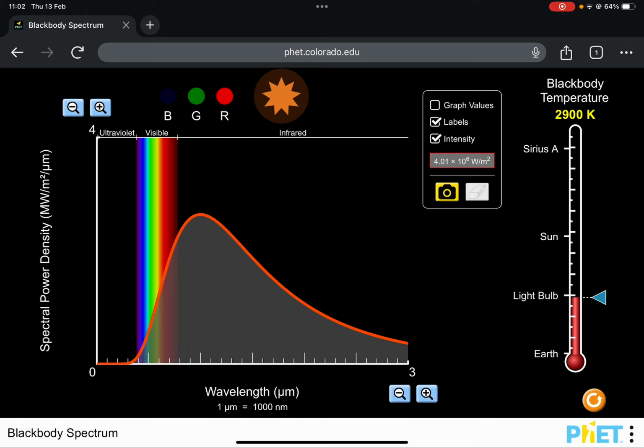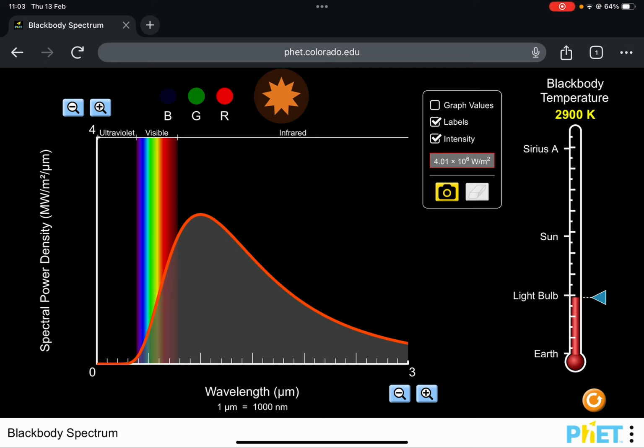You are looking at a plot of intensity against wavelength. The y-axis is labelled spectral power density, but in terms of the units, it's megawatts per metre squared. And we're plotting that against wavelength. Across the top, you'll notice that we've got which part of the electromagnetic spectrum each wavelength region corresponds to. And just to help us, the visible bit has been color-coded according to those colors.